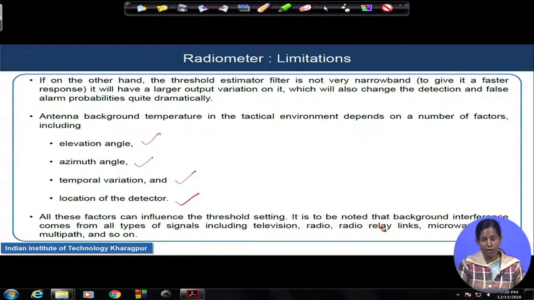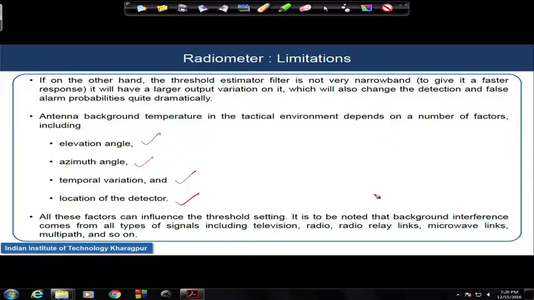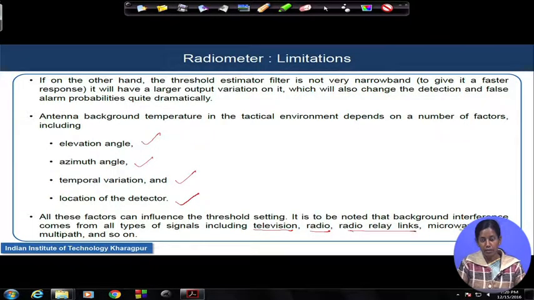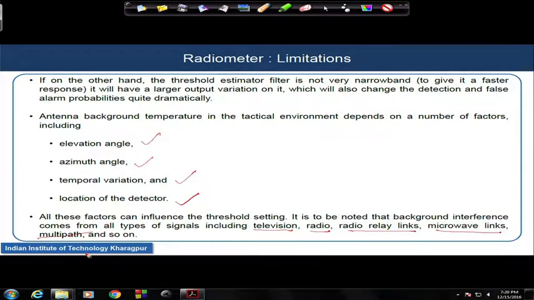You can also note this background interference we were talking about in the last slide. When we are choosing the threshold, we are thinking that only noise is coming as input, but sometimes noise clubbed with other interfering signals may also come into the picture, and those interfering signals can come from television, radio relay links, microwave links, multipath, and so on. There are a lot of sources, and each has its own independent profile of interfering signals. So, it is really very hard to select the threshold for the radiometer, as the detector output is heavily dependent on that.